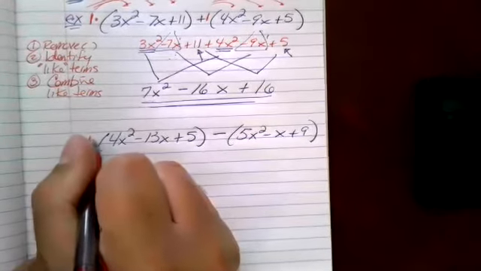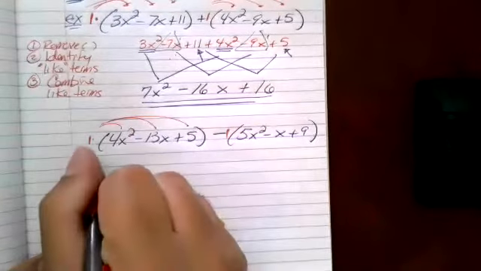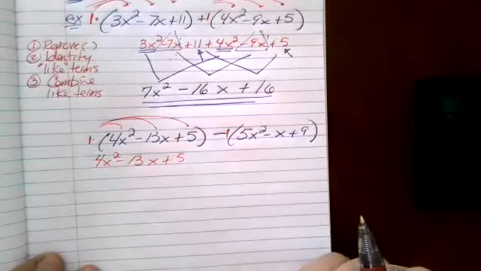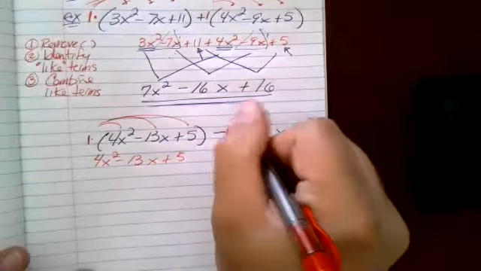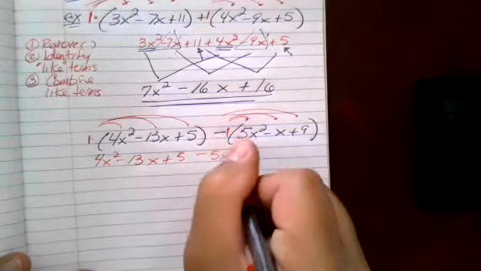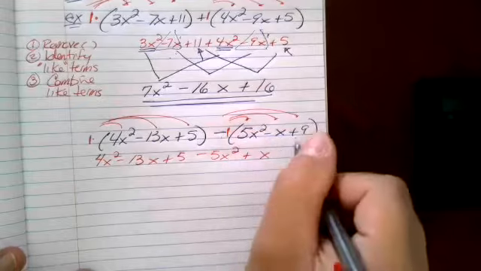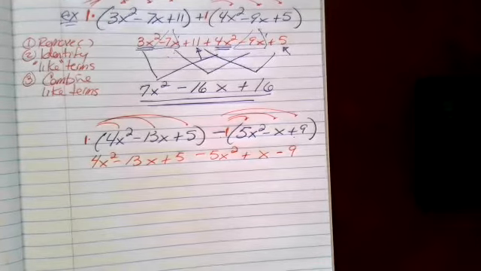So let's assume there's a 1 out here, and there's a -1 out here. I distribute it in. I'm going to have 4x squared minus 13x plus 5. And over here, I'm going to distribute this -1. I'm going to have negative 5x squared. Negative times negative is positive x. Negative times positive is -9. So you're distributing that negative. It's going to change all the signs there.